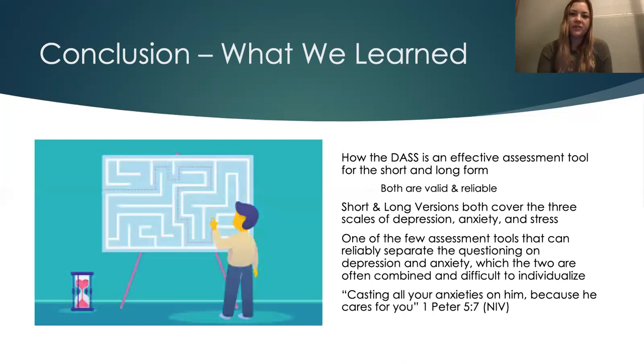Conclusion, what we learned. We learned how the DASS is an effective assessment tool for the short and long forms, and that both versions of this assessment are considered to be valid and reliable. We also learned that the short and long versions of the DASS both cover the three scales of depression, anxiety, and stress. And as a result, not one area of the assessment is diminished or disregarded with the shortened version. Most importantly, we learned that the DASS is one of the few assessment tools that can reliably separate the questioning on depression and anxiety, which the two are often combined and difficult to individualize in assessments.